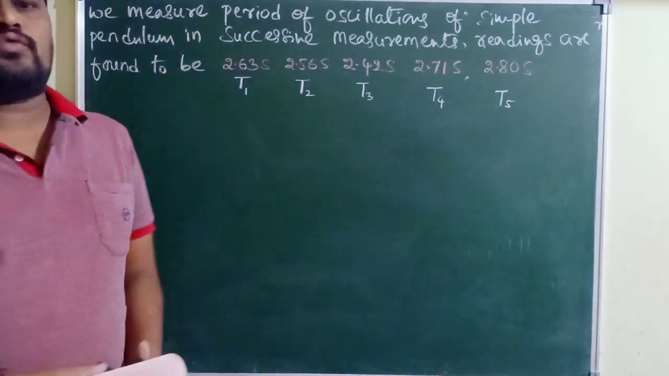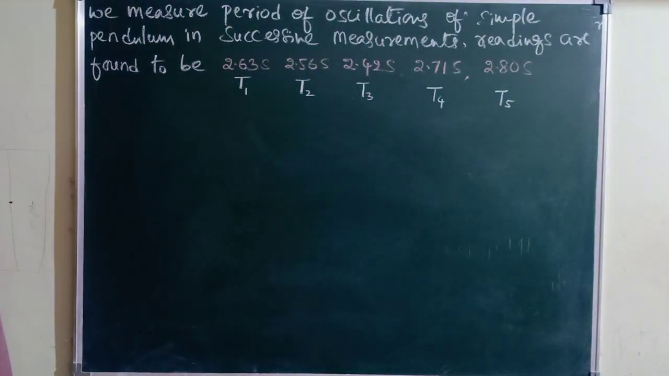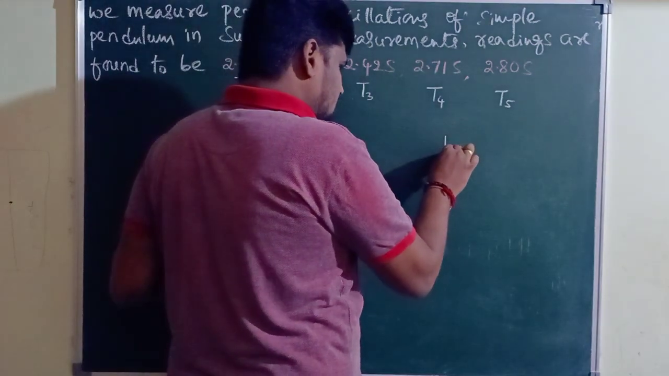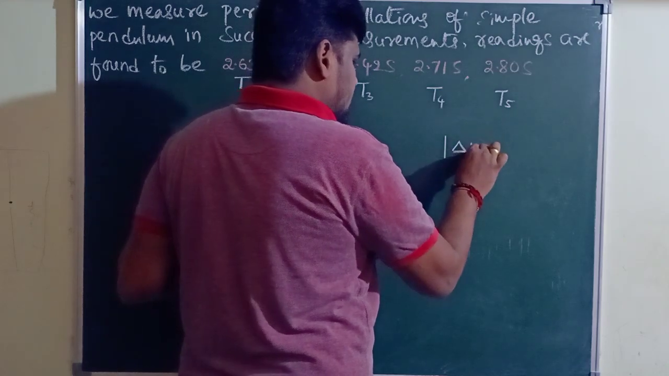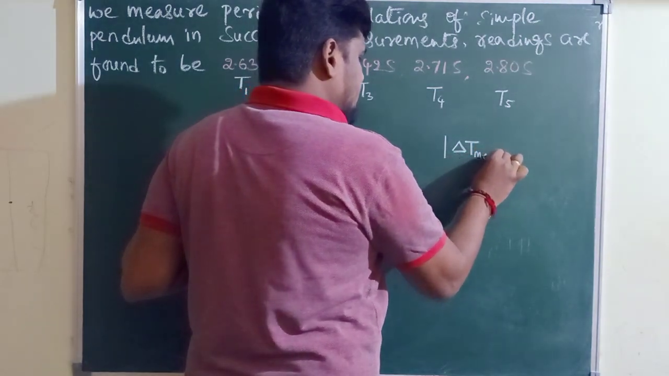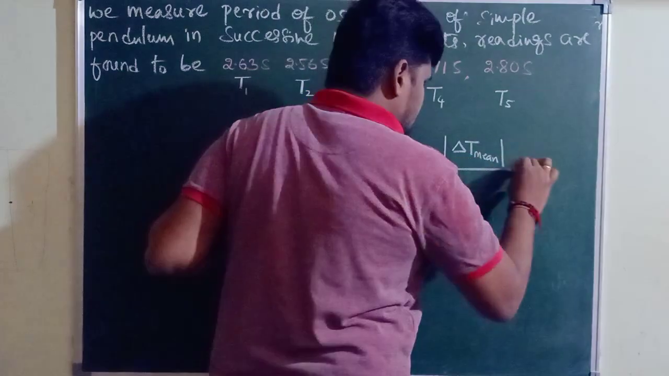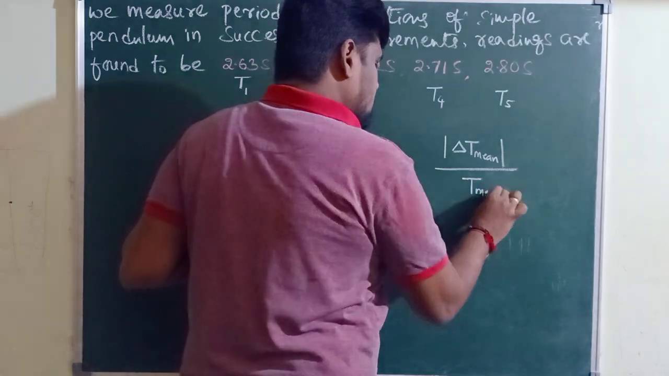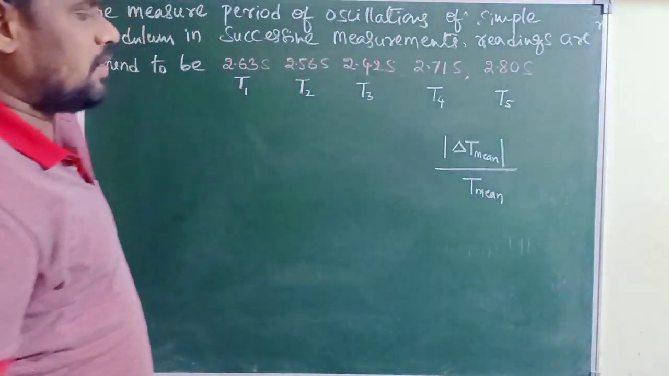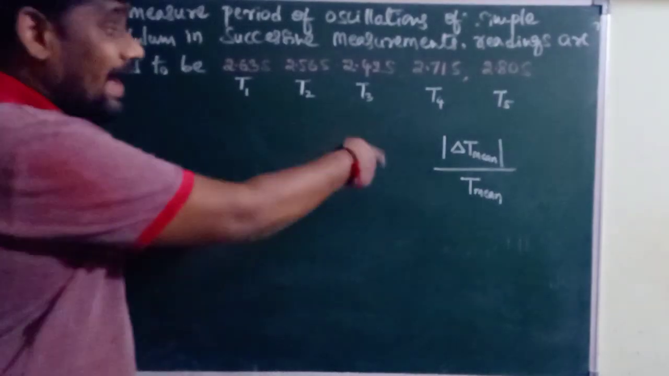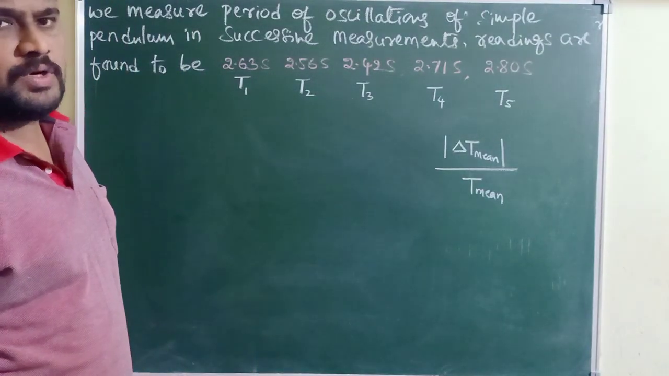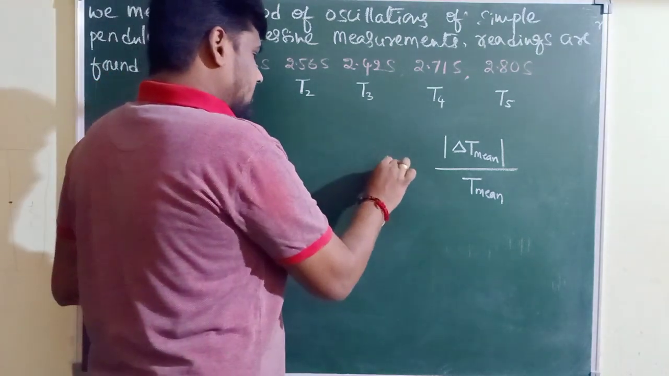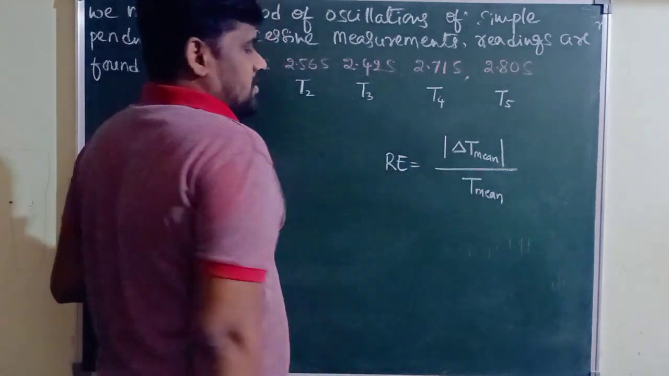We are asked to find the relative error. I guess you know the formula to calculate relative error. Recall the last class. The relative error is given by modulus of delta T mean divided by T mean. This is the formula which is used to calculate the relative error in the measurement.